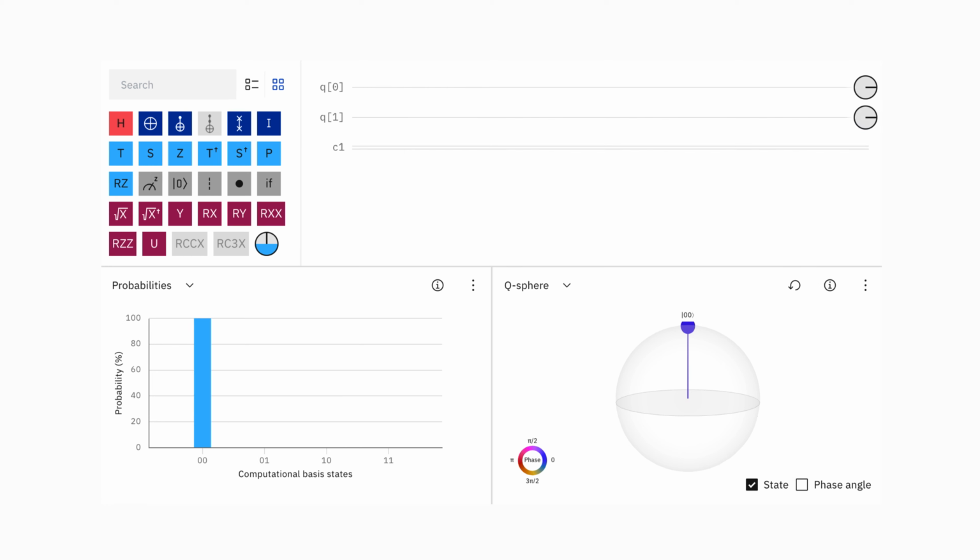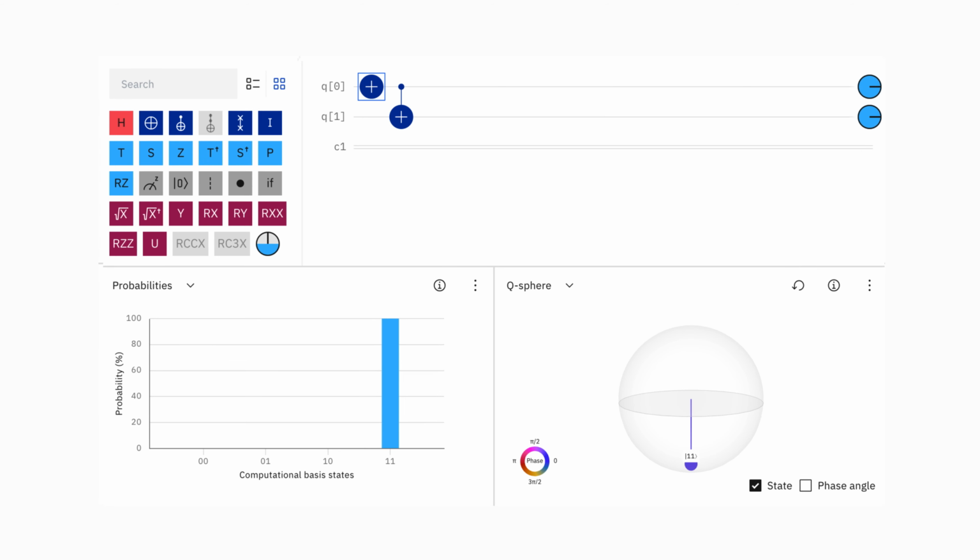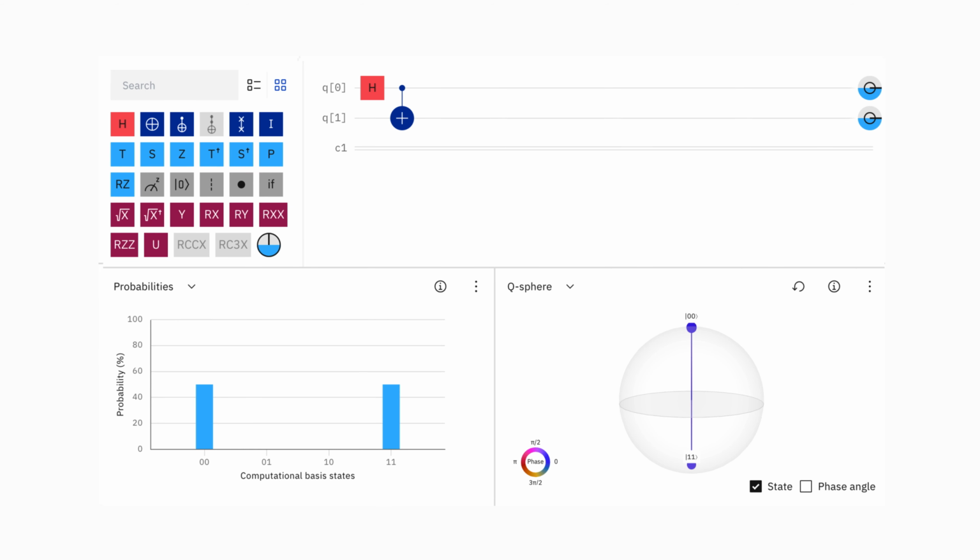Let's now consider 2 qubits, both in the state 0. The CNOT gate, where the first qubit is the control and the second qubit is the target, has no effect since the control qubit is in state 0. But if we change the state of the first qubit to 1, we can see that the state of the second qubit is also changed to 1. If instead we apply a Hadamard gate to the first qubit and then apply a CNOT, we get one of the 4 famous Bell states, which plays a crucial role in quantum communication and computation. No worries, we will dive deeper into these states in future videos.